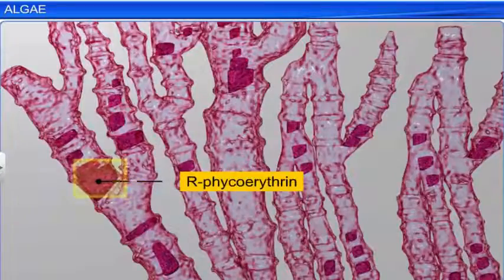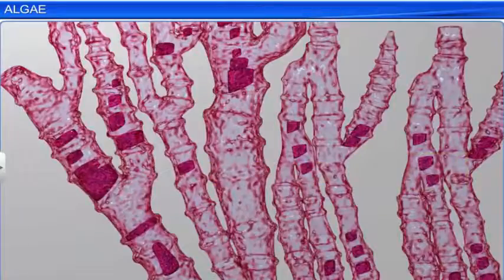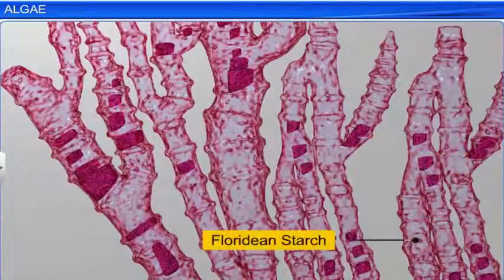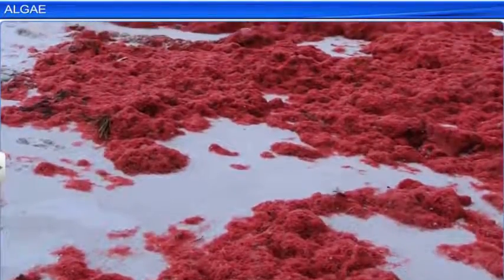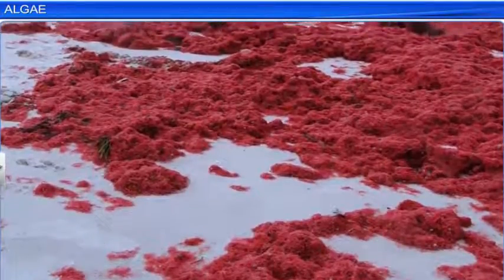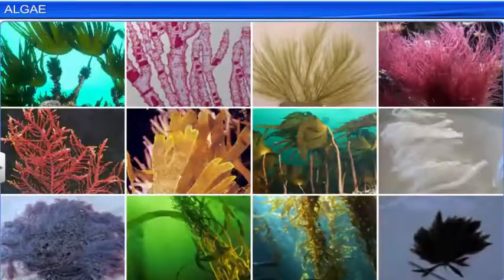The thalli of red algae are multicellular, and food is stored as floridean starch inside the cells. Red algae are found in brackish and salt water, and mostly in warmer areas. Red algae reproduce vegetatively, asexually through non-motile spores, and sexually through motile spores. Thus we have seen that there are a variety of algae that thrive in the aquatic habitat.